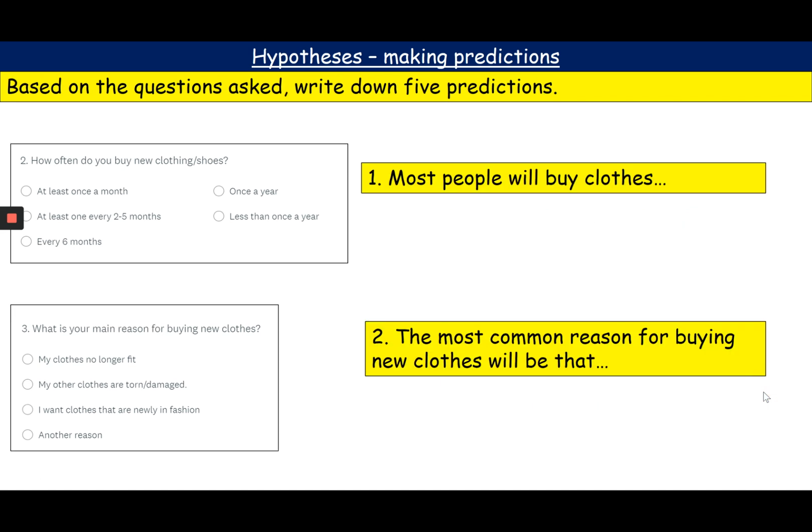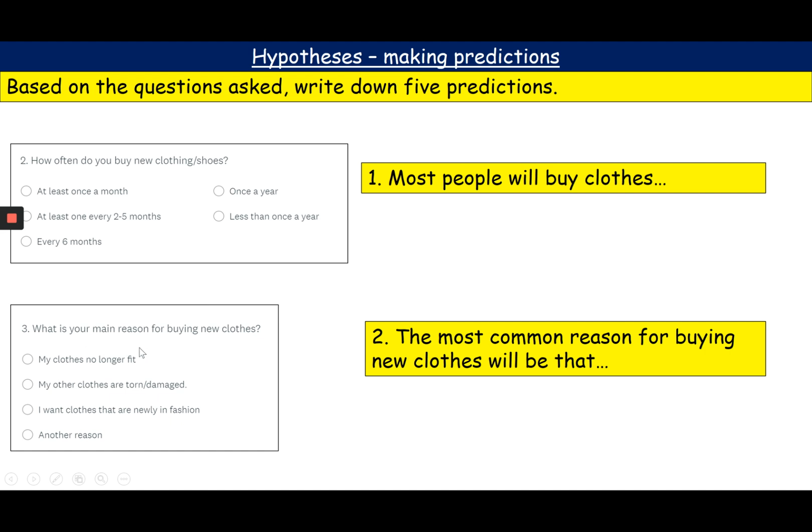So to start off with, how often do you buy new clothes or shoes? You've got the options down here. Into your book or piece of paper, you're going to write number 1, most people will buy new clothes, and you can either decide to finish that off with at least once a month, at least once every 2 to 5 months, every 6 months, once a year, or less than once a year. Whichever one of those options you think would be the most common choice, that will make up hypothesis number 1.